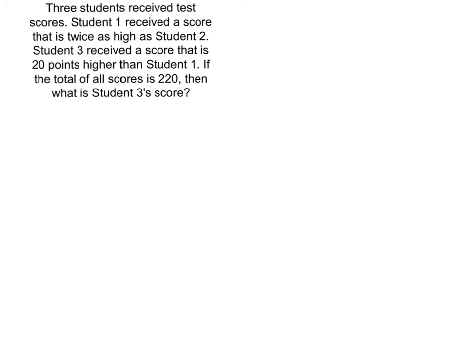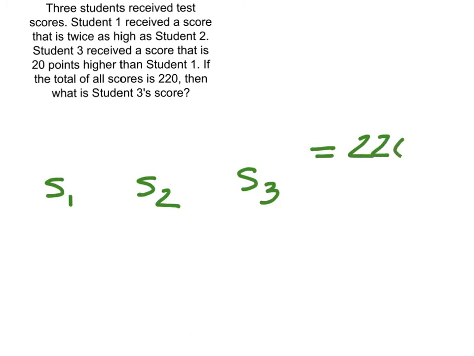3 students received test scores. Student 1 received a score that is twice as high as student 2. Do you see student 2 anywhere else in the problem? No, and it's only referred to as being something else twice as high as that. So we'll do student 1, student 2, and student 3 with a total of 220. And student 2 is x. Student 1 should be what? 2x. And student 3 received a score that is 20 points higher than student 1. What should I put for student 3? 2x plus 20 is right.